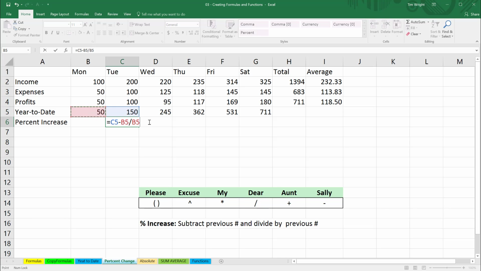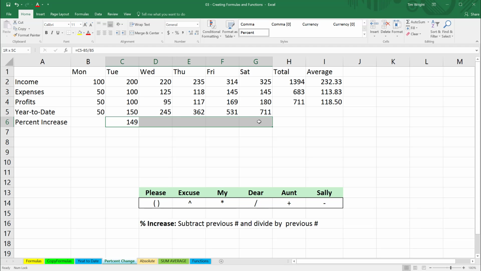Now I'm going to hit enter here, and we'll see that that number looks a little off. There's really no way to justify that. Even if I was to change all of these to percentage format, which I'm going to do right now. I've highlighted all of these. On my Home tab, in my Numbers group, I can change these to percentage format. And you can see here that that is just not the right amount.